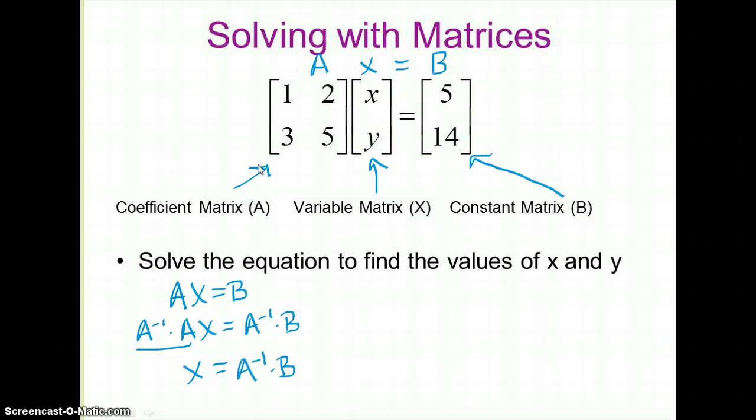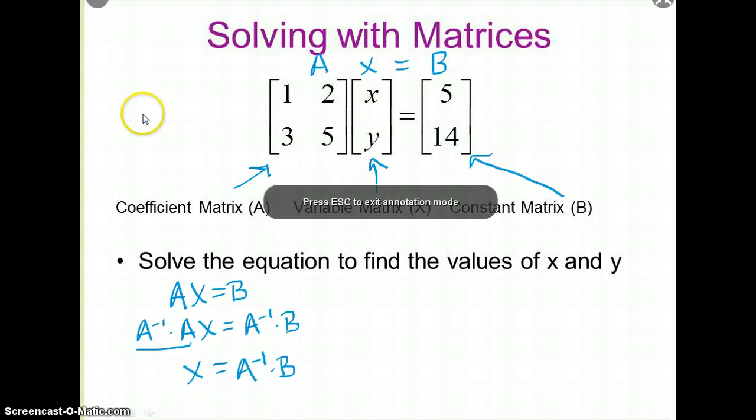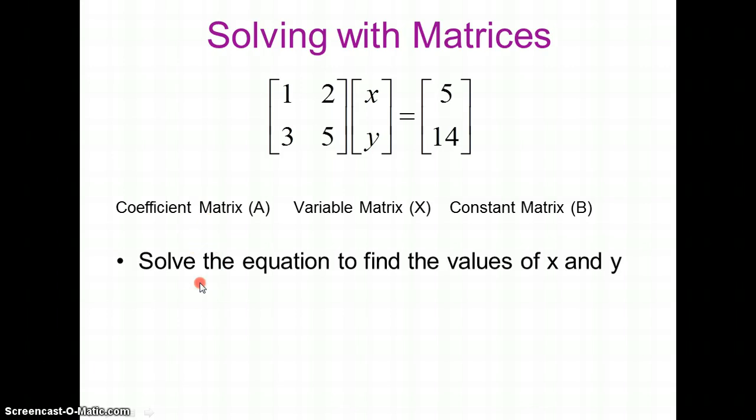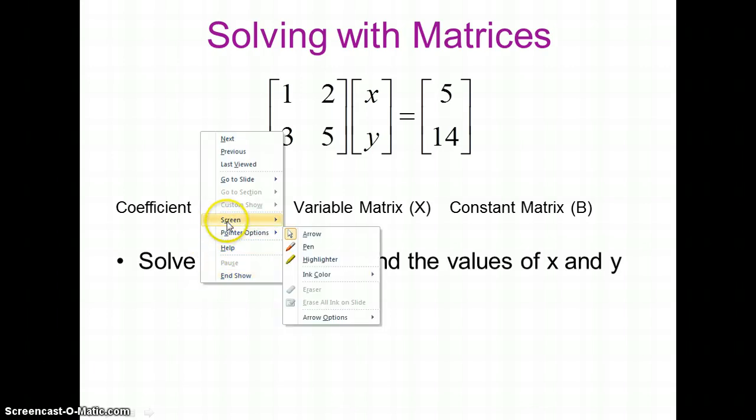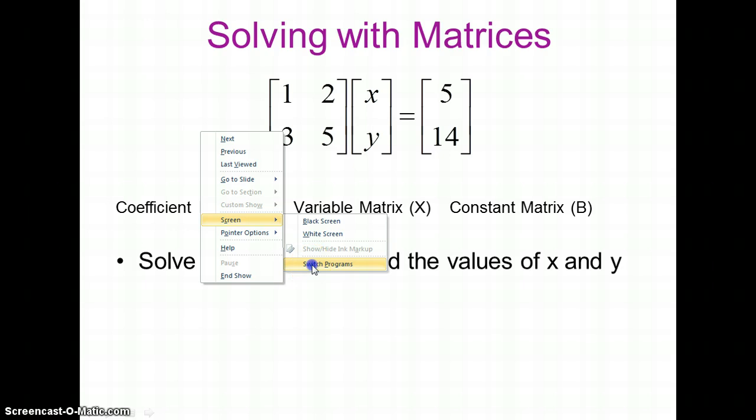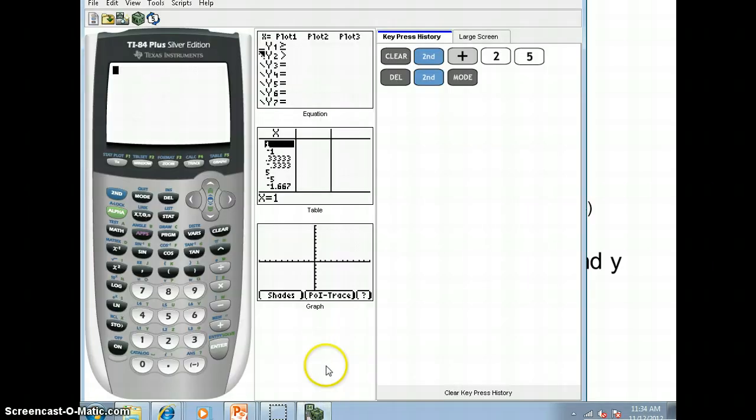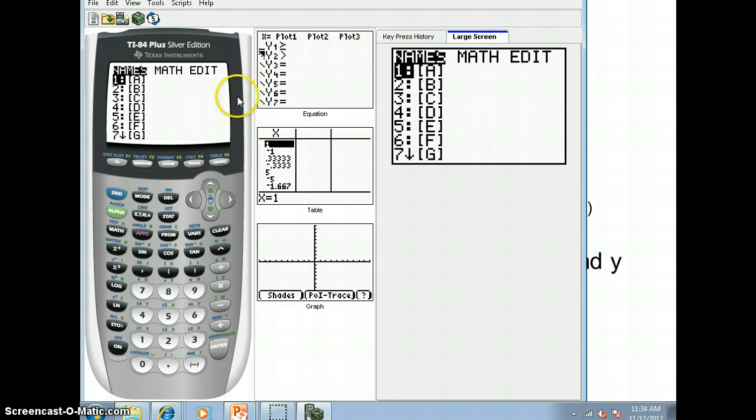So I'm going to use my graphing calculator to actually calculate this. I'm going to take just a second here and switch out of this and go to my graphing calculator. Open that up real quick. Okay, so I'm going to enter my matrix into my calculator. Let me put this screen up here so you can follow a little better. I'm going to go into my matrix menu and I'm going to enter my matrices.